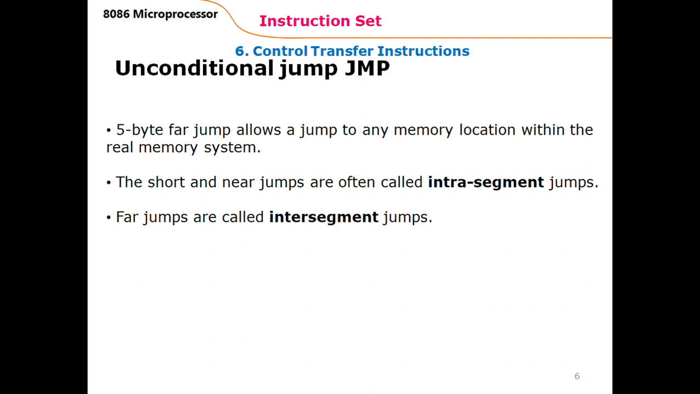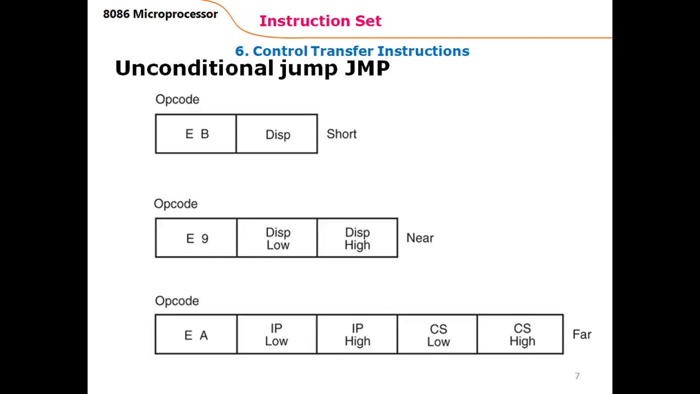While in the case of far jumps, the jump happens from the existing segment to any other code segment, and that's why it's called an inter-segment jump, because the jump happens between two segments. These are the bytes of the three types of unconditional jump instruction.